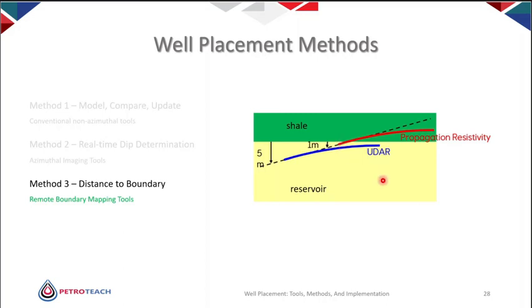But if you assume that you have an ultra-deep azimuthal resistivity tool in the same BHA, and in the same place where your propagation resistivity tool was placed, it can detect the boundary when the tool is about 5 meters below the boundary. This number can be even more. It can be 10 meters or 15 meters, but 5 meters is a fair enough depth of investigation when we compare it to the conventional resistivity tools.